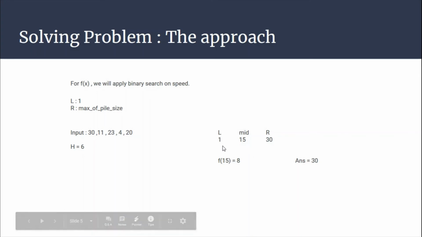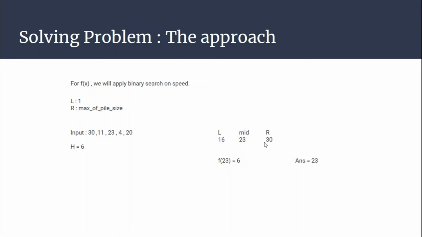Now when you need to increase the banana eating speed, basically the speeds from 1 to 15 are useless, because at speed 15 we are not able to finish eating the bananas in the required time. So of course going below speed 15 is useless as well. That is why the whole range from L to mid, 1 to 15, is useless. That is why we will update the low pointer to be 15 plus 1, that is 16.